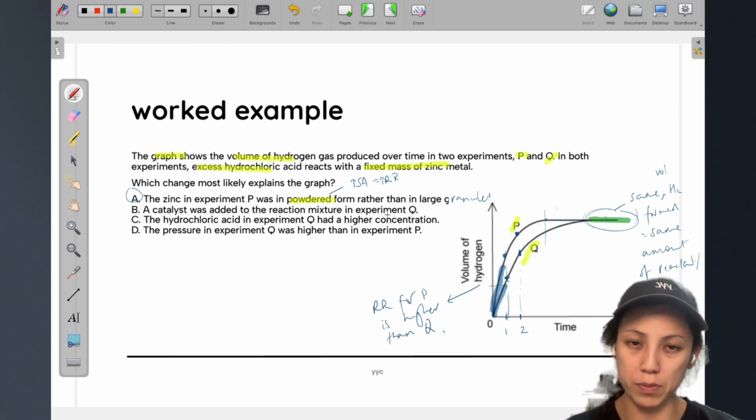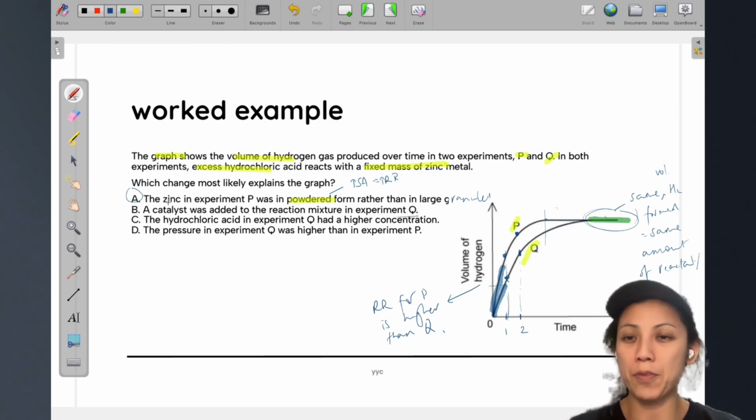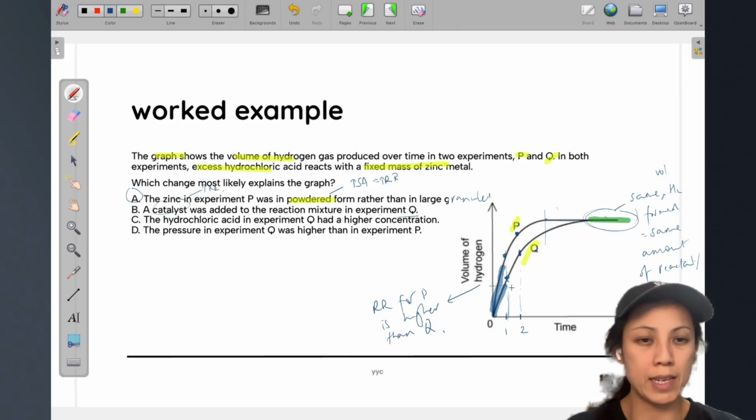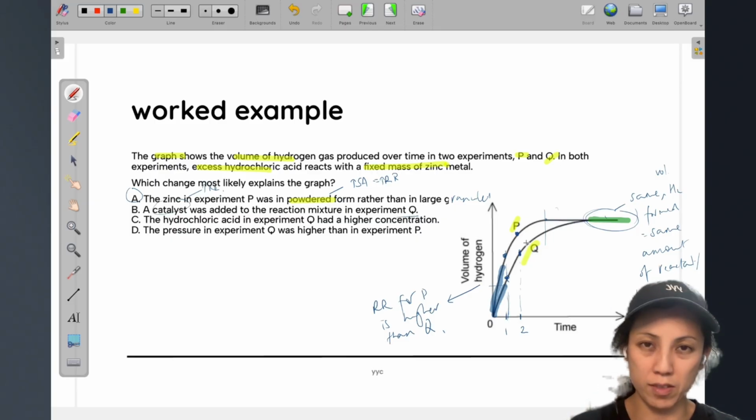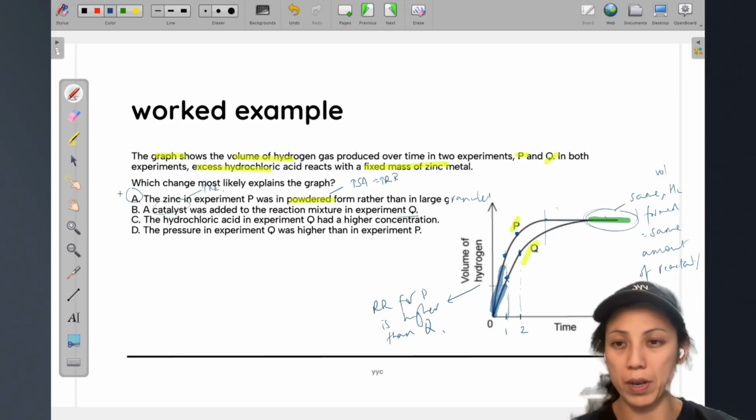Catalyst was added to reaction mixture in experiment Q. Now, if a catalyst was added, that means you're increasing the rate of reaction. Now, that doesn't seem like Q has a greater rate of reaction than P. It's the other way around, so it can't be B.